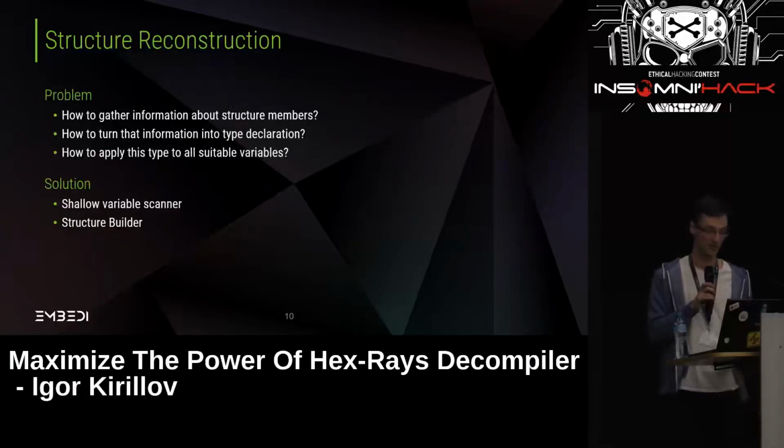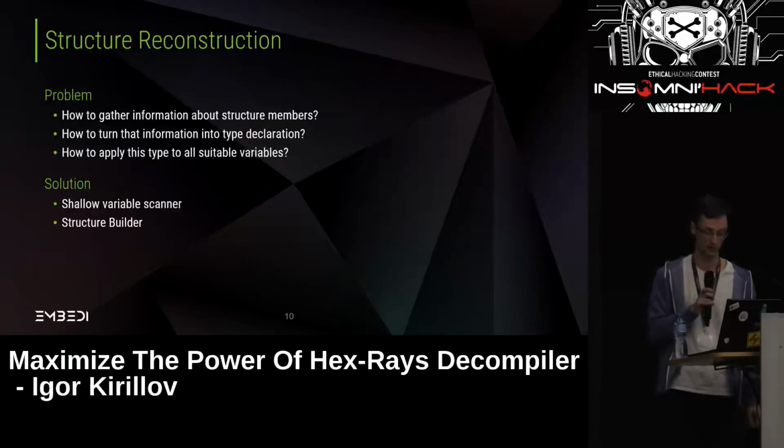Probably take a piece of paper or open Notepad and start digging through the code, searching for references to different members. And those references are represented as offsets or indices. After collecting enough information, you turn that into a type declaration, input the declaration into local types, and then proceed to apply the new type to variables which are pointers to this new structure. Quite exhausting work, I would say, especially if there are a lot of structures in your code.